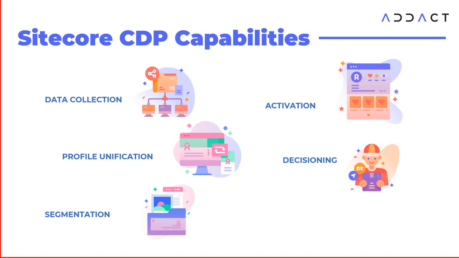Second is profile unification. It can connect your actions across different devices, like your phone and computer, and create a complete picture of your end customer. If it realizes that it is the same customer coming with a different device, it makes sure that the data is not duplicated.